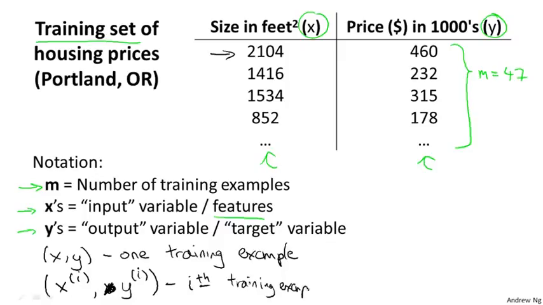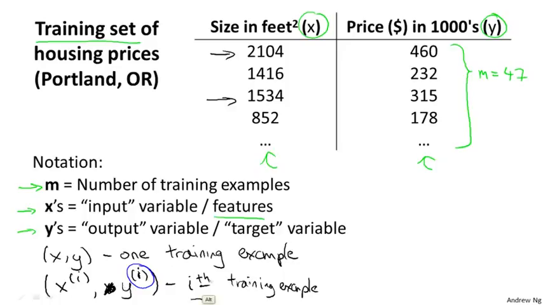Right? So this superscript i over here, this is not exponentiation, right? This x^(i), y^(i), the superscript i in parentheses, that's just an index into my training set, and it refers to the ith row in this table. Okay, so this is not x to the power of i, y to the power of i. Instead, x^(i), y^(i) just refers to the ith row of this table.